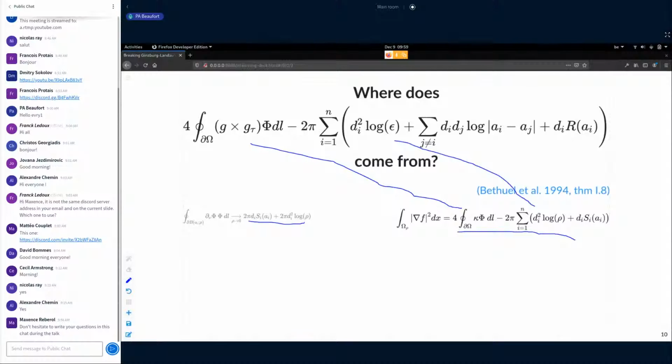And yes, it does correspond, even if we have different terms for this one. It's because remember that R is the regular part of the phi function, while Si is only regular in the neighborhood. So you have to withdraw this quantity from S in order to get R.